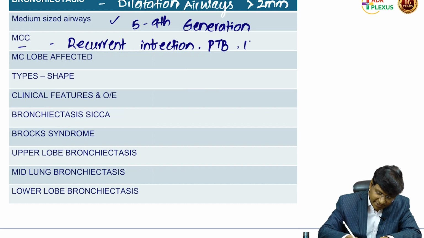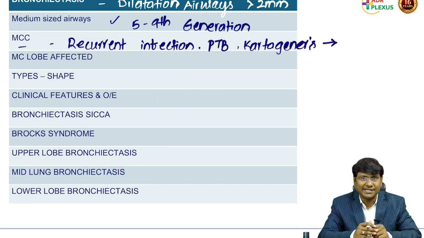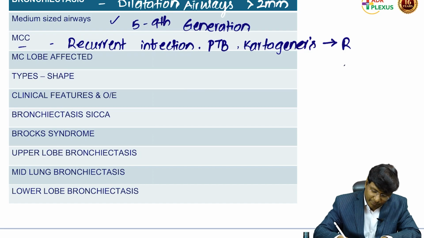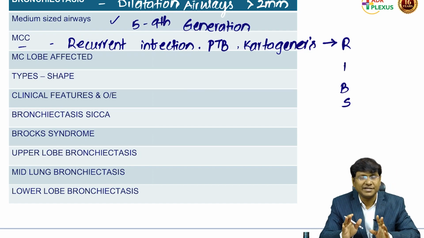And we have a congenital disorder, that is the Kartagener syndrome, right? So Kartagener syndrome is an immotile cilia syndrome. And what are the components of Kartagener syndrome? It includes 4 important components. Just remember them in the form of a mnemonic, that is RIBS.